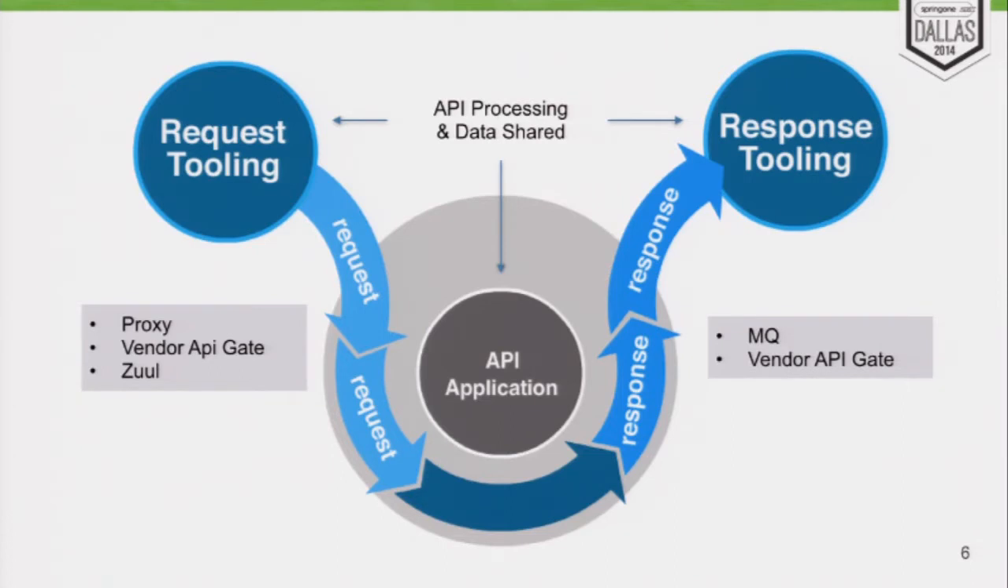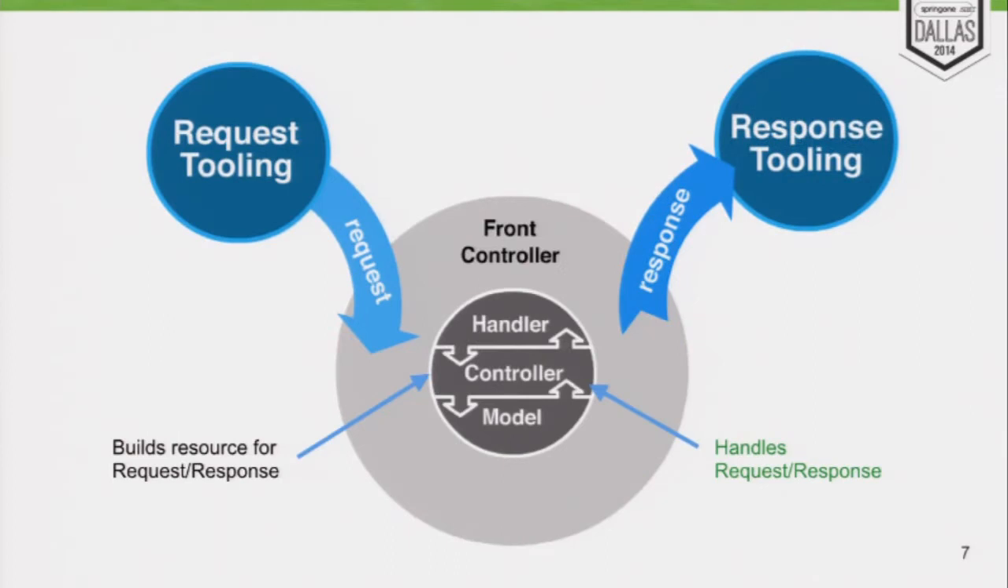So functional and data elements of the API are shared across this flow. And as external tooling shares the API concern, it naturally becomes scattered and entangled. In other words, duplicated and with significant dependencies.